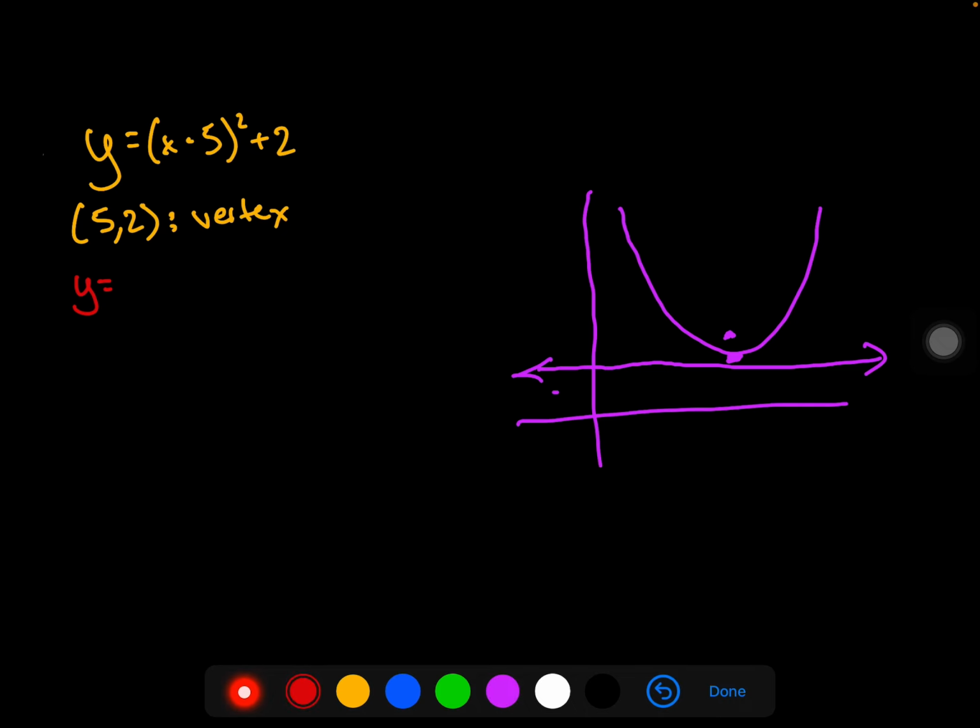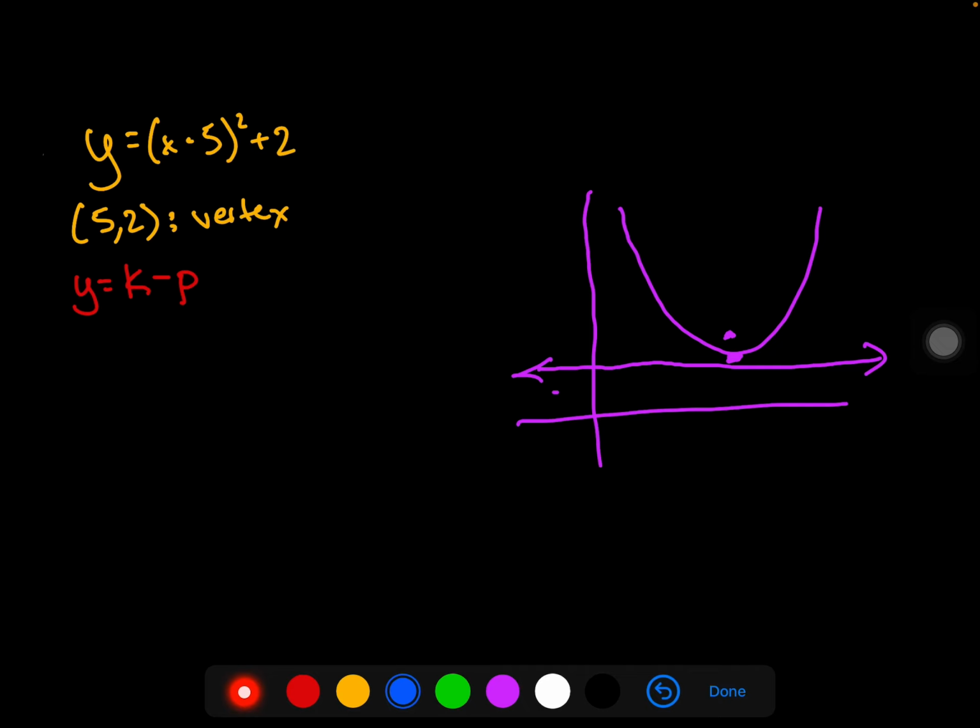To find that, we're going to start with the k component, which is the y component of the vertex, and then we're going to subtract from that some constant. We're subtracting because it is below. I'm going to call it p. That's what those mathematicians call it.